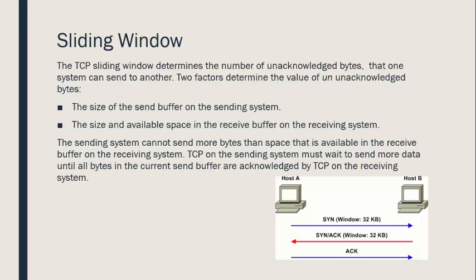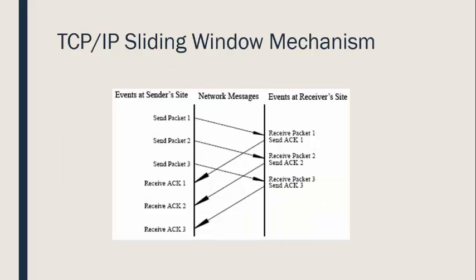The TCP sliding window determines the number of unacknowledged bytes that one system can send to another. Two factors determine the value of unacknowledged bytes: the size of the send buffer on the sending system, and the size and available space in the receive buffer on the receiving system. Window announcements are sent by the receiving system to the transmitting system in order to acknowledge data received as well as to inform the transmitting system of the current buffer size.